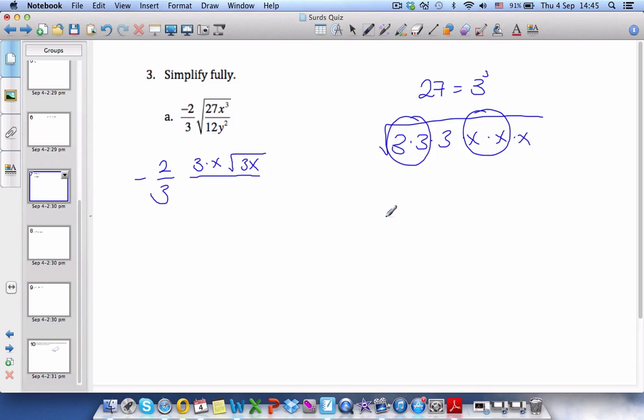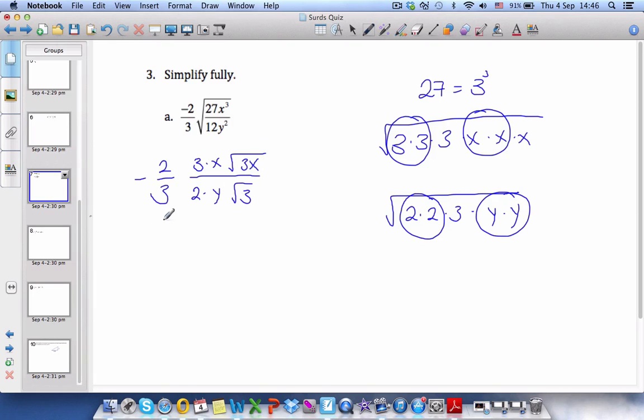In the denominator, you have square root of 12 times y squared. 12 is 4 times 3, right? So 2 times 2 times 3, that's 4 times 3, times y. A pair of 2's can come out, and a pair of y's can come out. So in the denominator, you have 2 times y square root of 3.